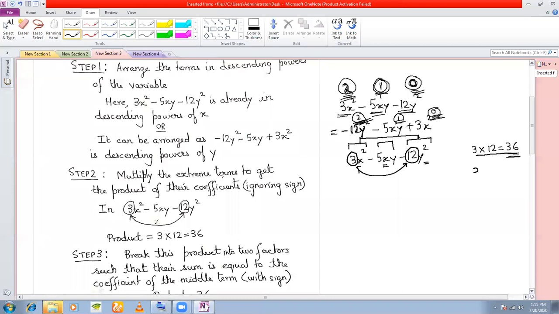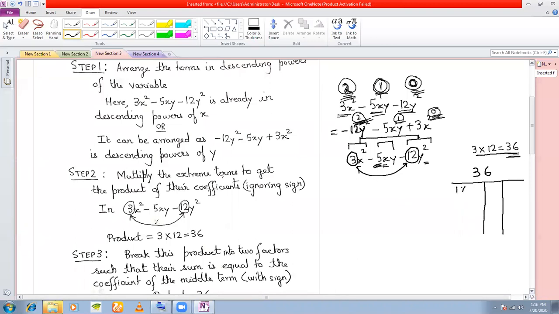Now the point here is that I have to work with 36. How do I work with 36? I want to break 36 into two factors such that the sum of the factors is this one, minus 5. Is that clear? I want to break 36 into two factors such that the sum of the factors is minus 5. So let us first give a try.